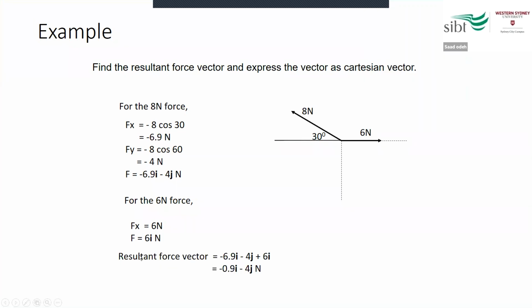To find the total resultant of these two forces, 6 and 8, we just need to add the Cartesian equations for the 8 Newton force and the 6 Newton force. So we add the i components of both together and add the j components of both. Because we don't have j for the second force, this is what we get: minus 6.9i minus 4j plus 6i. And then the final Cartesian equation for the resultant vector is shown here.